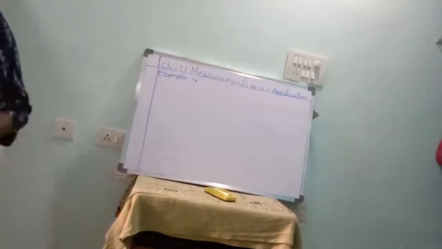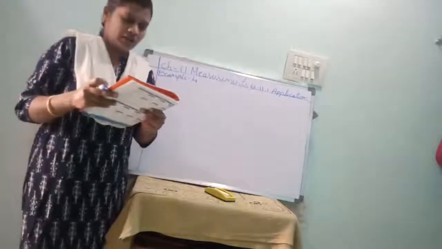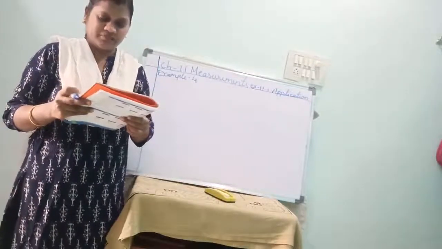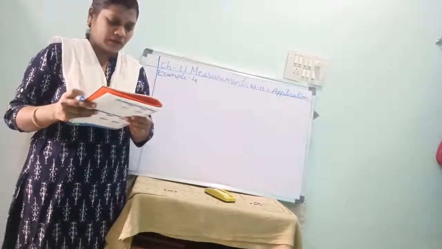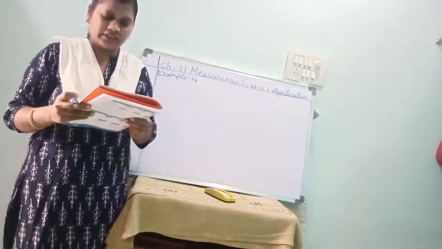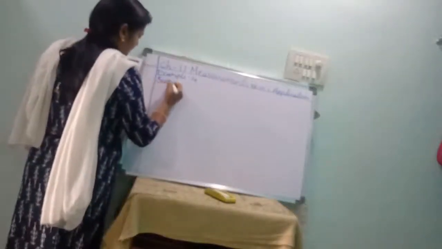Children, take out your classwork, everyone. Applications. Example 4. Sunny brought a rope of length 20 meters 12 centimeters. Bunny brought another rope of length 12 meters 20 centimeters. What is the total length of rope they brought? You should add. Read the question right.